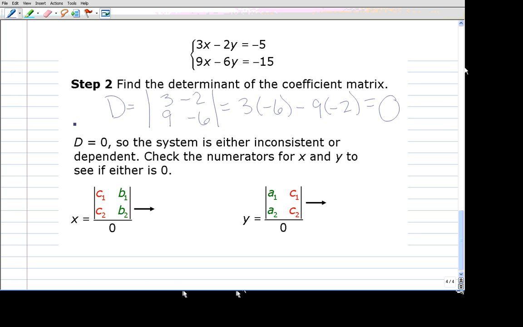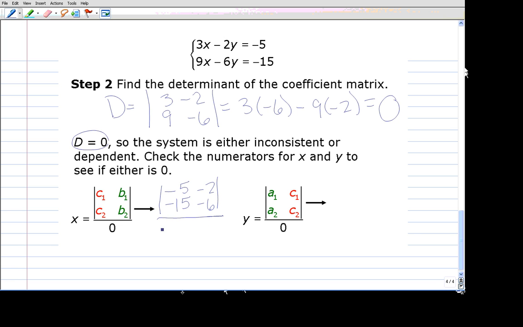So because the determinant equals 0, the system is either inconsistent or dependent. So it either has no solutions or infinitely many. So to determine which one, we're going to check the numerators for x and y to see if either is equal to 0. So the constant terms, because we're solving for x, will take the place of the x coefficients in our coefficient matrix. So we'll have -5 and -15. And then we'll leave the y coefficients the same, so we'll have -2 and -6.